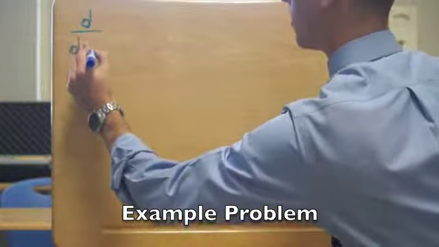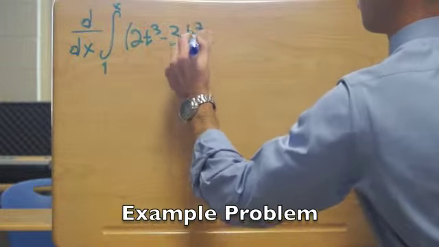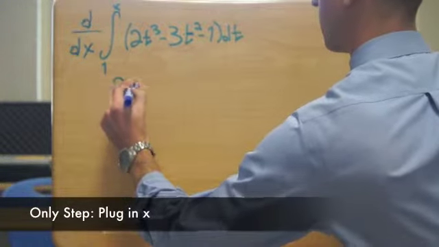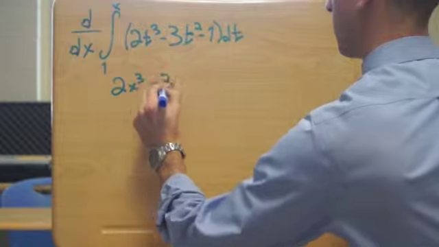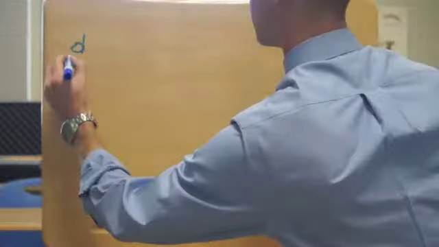This is an example problem using the second fundamental theorem of calculus. We're allowed to solve this integral by plugging in x everywhere there's a t. We could explain why this is allowed, but you don't really need to know it for the AP exam, simply that you do plug in x everywhere you see a t.